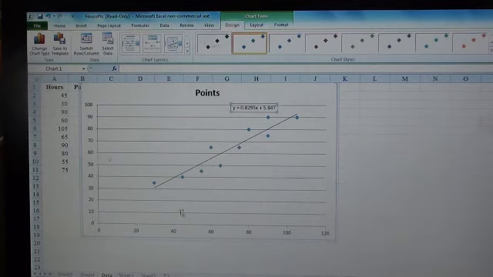If you were going to present this to somebody, you'd want to put labels down here that say hours and labels over here that say score, and do something like that. So that's how you get your scatter diagram.